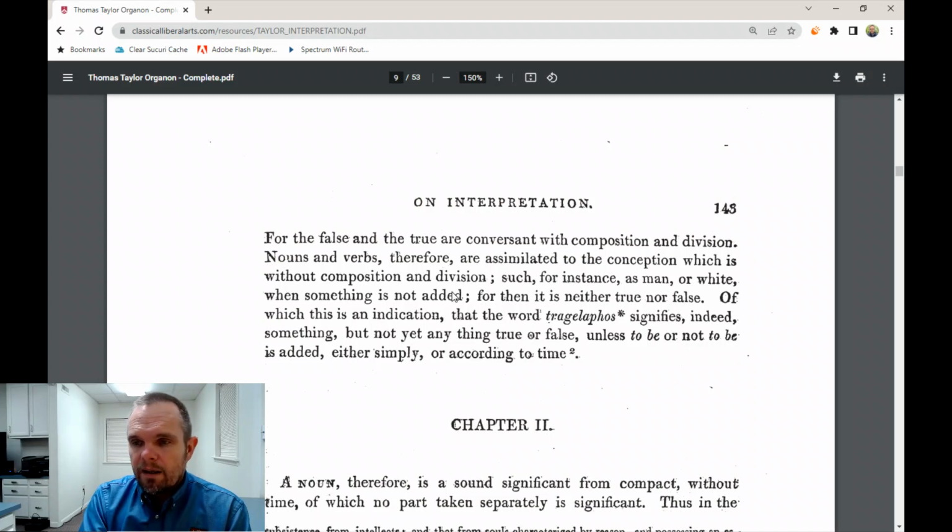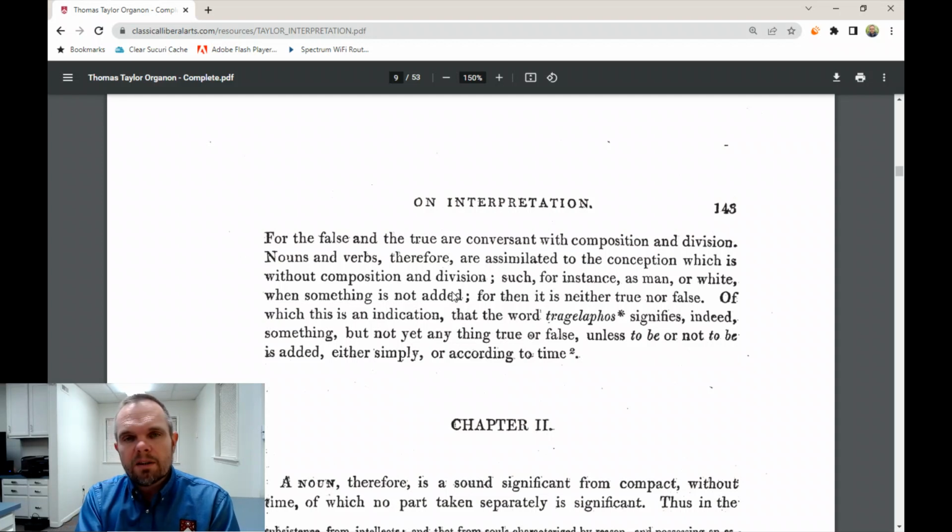All right? Now, this word tragelaphos is a fake compound name. What Aristotle does here is he takes the word tragos, which means goat, and elaphos, which means a stag or a male deer. And he simply sticks them together to show that this is not what we mean by composition. We don't mean that you just take two nouns and stick them together, like goat stag. It doesn't even make any sense. That's not what we mean.